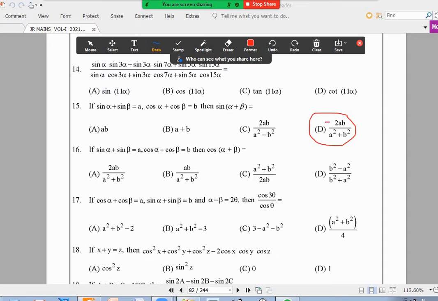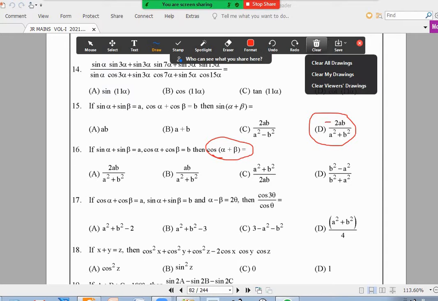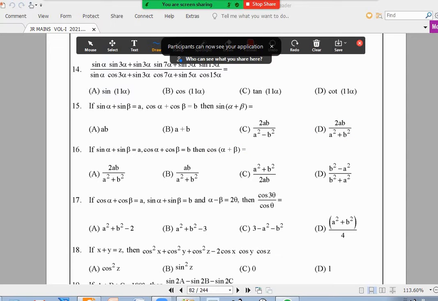But if they would have given one more option with a minus, we cannot distinguish by the first method. And we could get cos alpha plus beta after a little bit of work, not directly. Okay, so in that way, I prefer the second method.